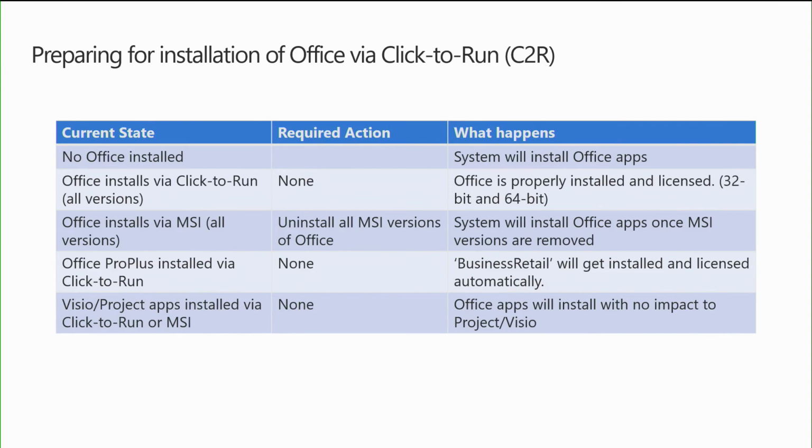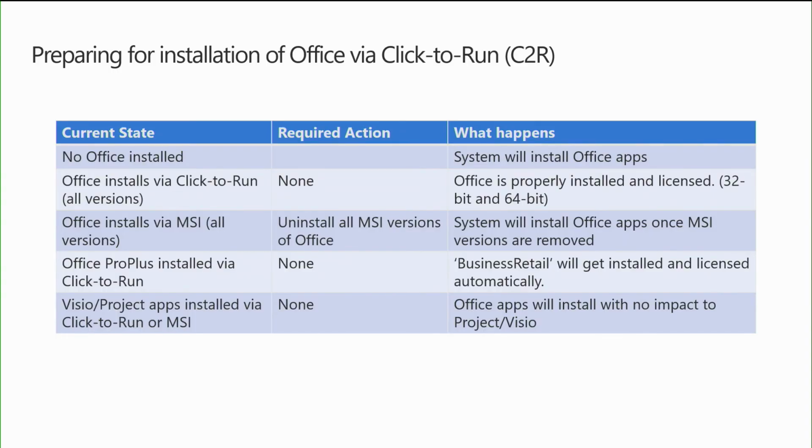Now, if you have Office installs via MSI, you will have to uninstall all MSI versions of Office because the system will install Office apps once MSI versions are removed. So the big takeaway here is if you have Office installed via MSI, uninstall all MSI versions of Office before, and only after that the system will install Office apps via M365 Business.